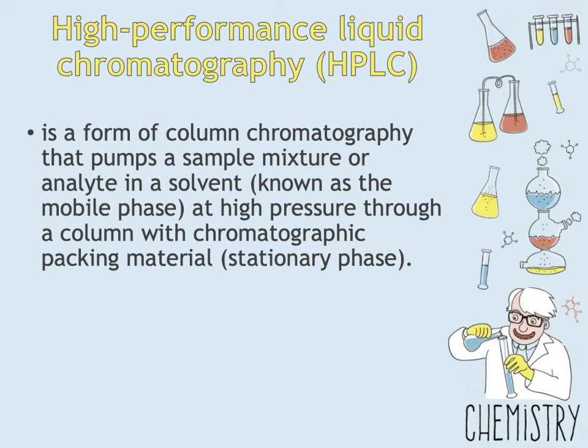So, we are already done with ion exchange chromatography. So let's proceed now to the last type of chromatography, the high performance liquid chromatography. HPLC is a form of column chromatography that pumps a sample mixture or analyte in a solvent, known as the mobile phase, at high pressure through a column with chromatographic packing material.